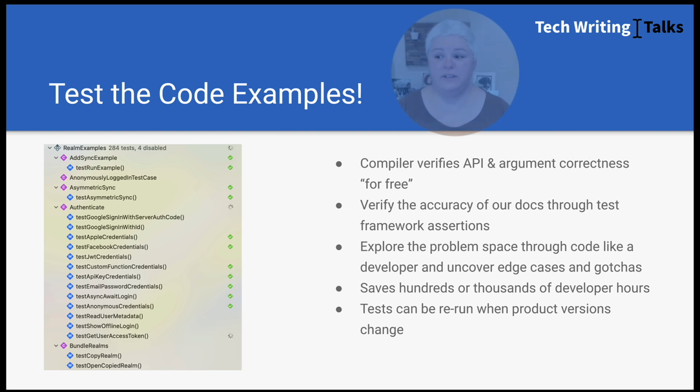When my team started testing code examples, we relied on the compiler to verify API and argument correctness for free. So we would write our code examples in an IDE or have it actually checked by a compiler to verify that we're using the right API names and our arguments are correct and we have the correct number of arguments. That can get you a long way as a good starting point, but that doesn't necessarily give you the assurance that all of your code examples actually work.